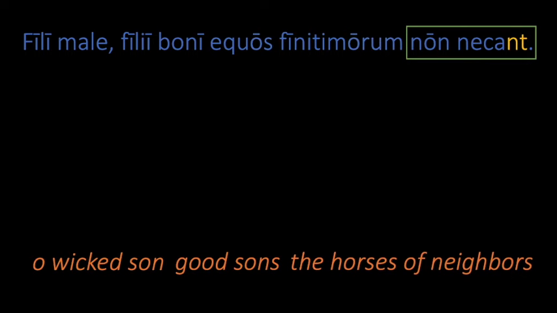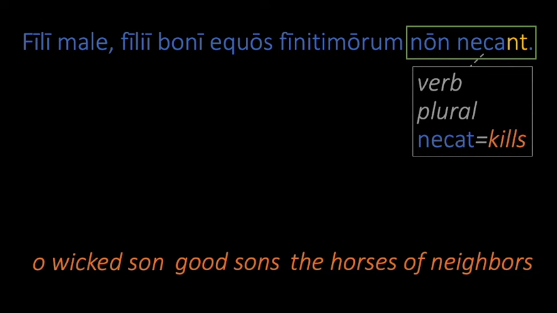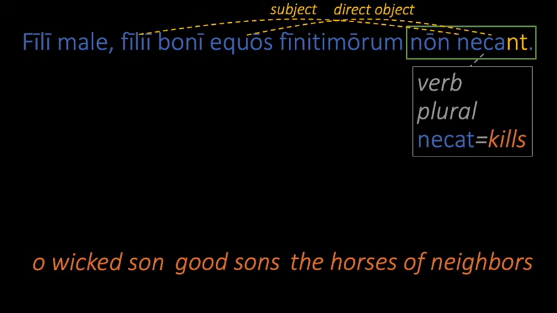And now for non necant. Non is an adverb, which simply means not. Necant is the plural form of the base necat, which means kills. It has the plural form to agree with the subject filii. The direct object, or the thing being killed, is equos. The adverb non modifies this verb. So for the phrase, we have do not kill.